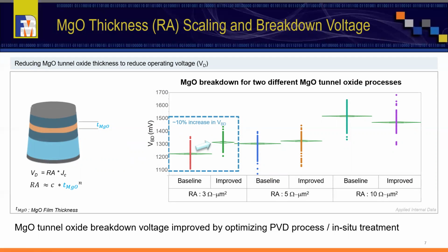The current products are in the range of RA 5 to 10, and that's about 10 angstrom of MgO layer thickness. We have optimized the barrier process so we can get higher breakdown voltage of about 1300 millivolts, even at the thinner MgO layer needed to get to the lower RA. This improvement in breakdown is also estimated to improve endurance by about 2 orders.